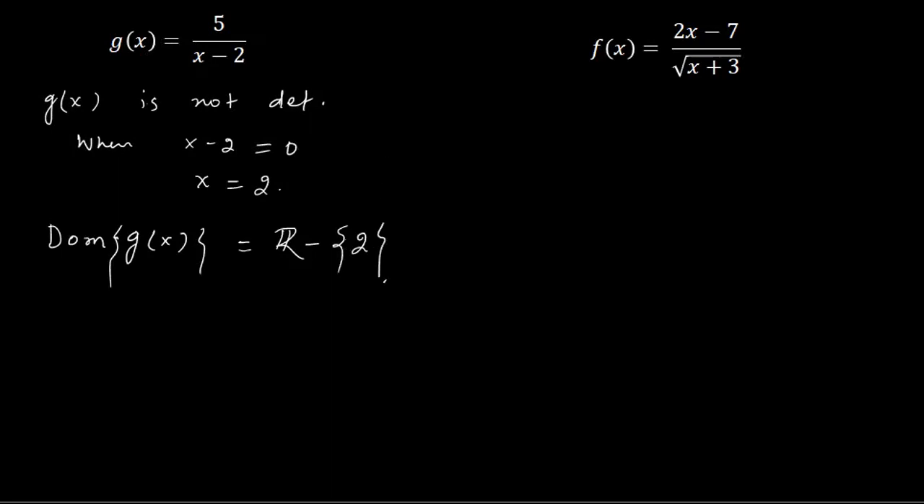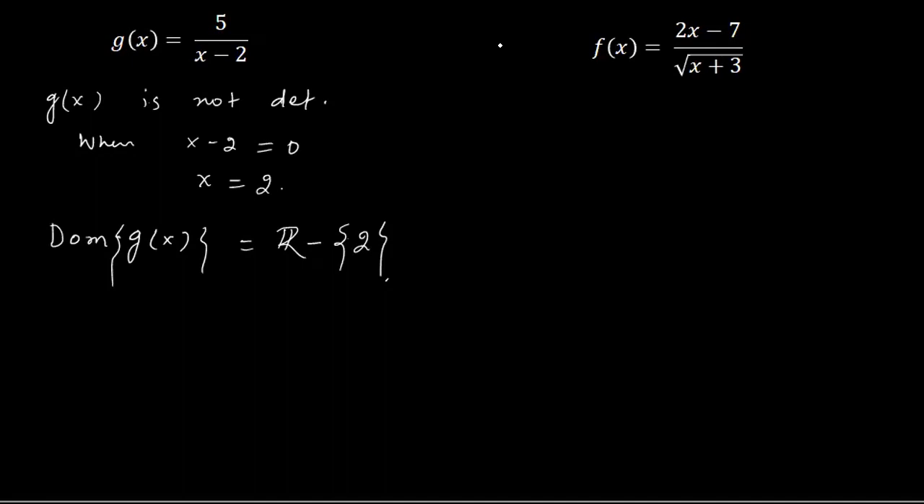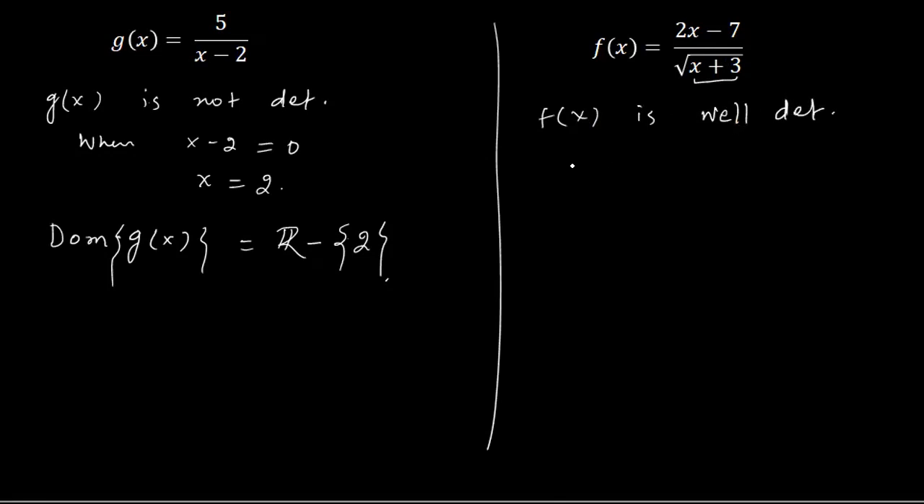Let us see one more question. In this function, our denominator is x plus 3. It should not be 0, otherwise f(x) becomes infinity, which is not defined. Plus, this should be positive because this is within the square root function. So it should not be negative, otherwise it produces a complex number. So we simply say f(x) is well defined when x plus 3 is strictly more than 0.